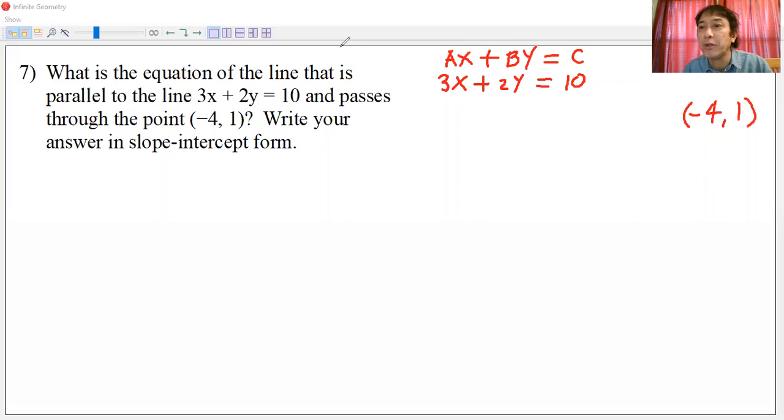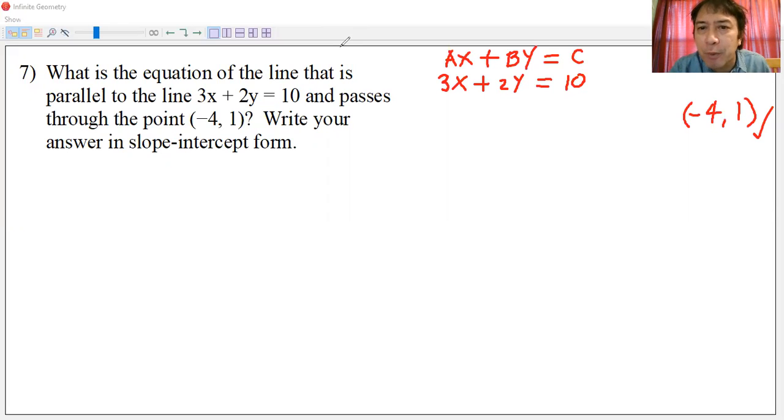So we have a given point, we have a given line. We're asked to get the line parallel to this given line, but will pass through this point, negative 4, 1. So how do you approach the solution? We will have to get the slope from the given equation. We will have to determine the slope. An easy way to do it is to transform it to slope-intercept, and this is how to do it.